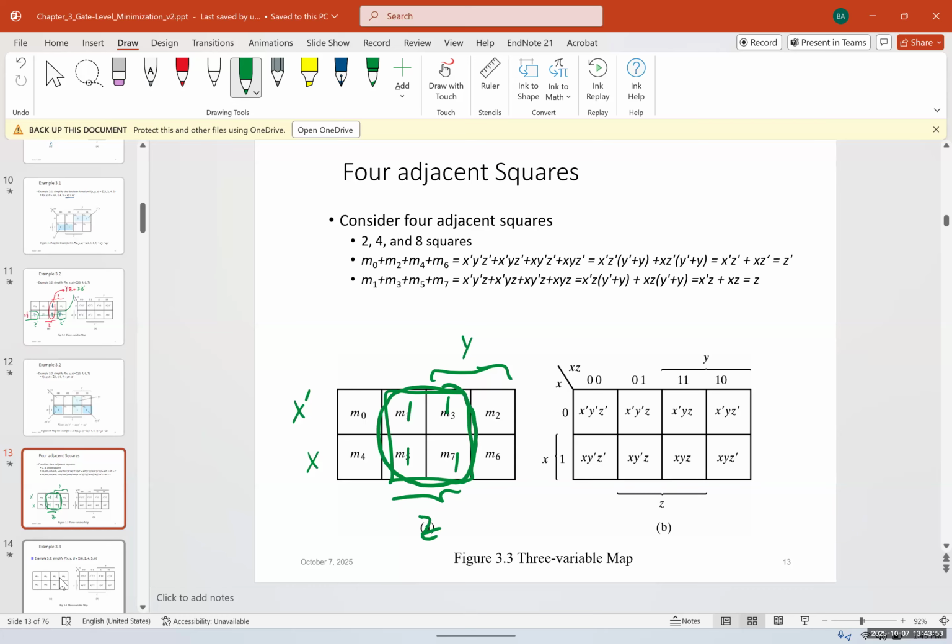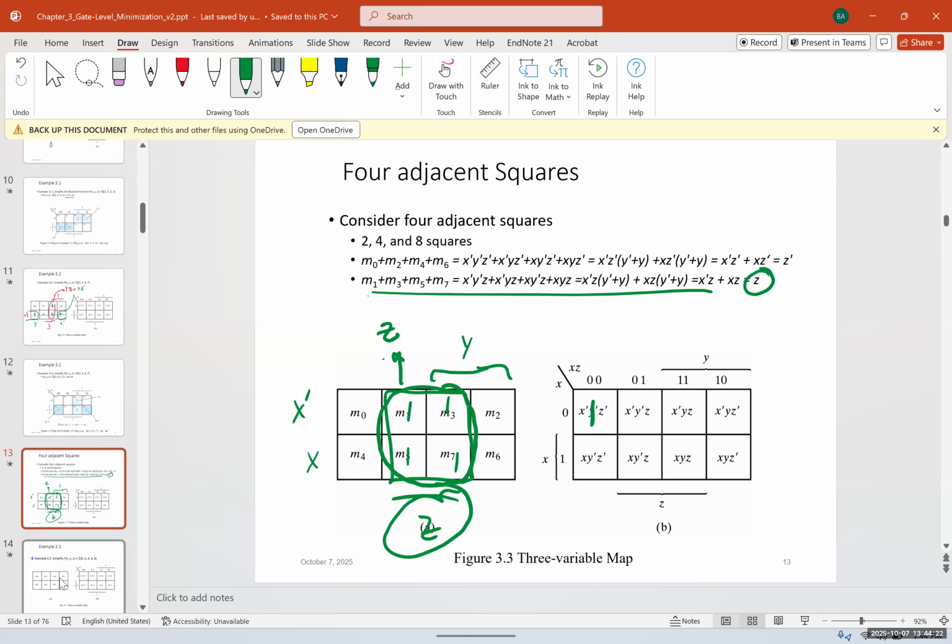So it's divided between y and y prime and x prime, but the only thing in common between them is z. So this m1, m3, m5, and m7 is going to give us z. And this is actually the proof of it as well. You can see it's x prime z times y prime plus y, plus xz times y prime plus y. And if we simplify it, we get z.